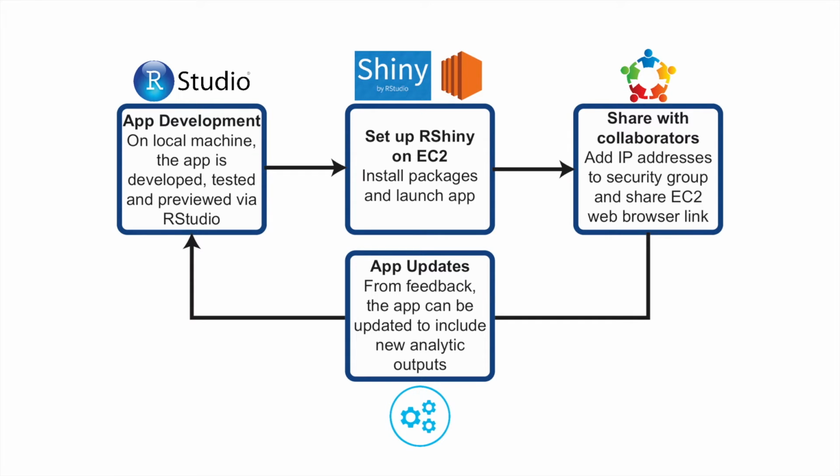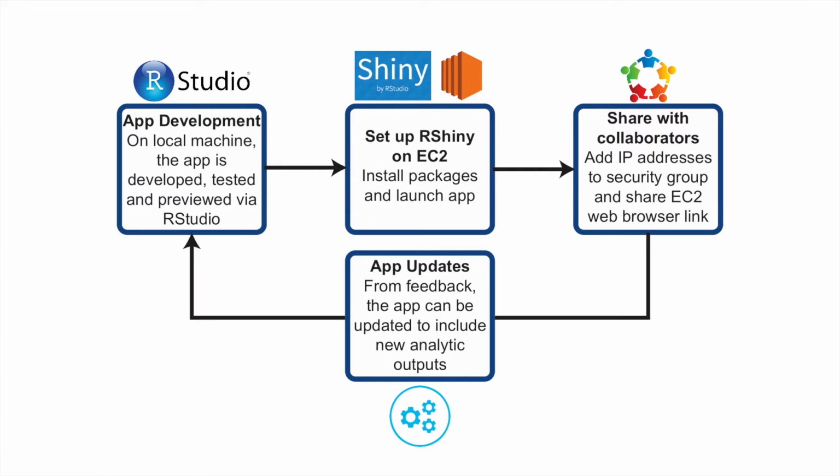The overview of this project is that the app is developed on a local machine. It is tested and previewed to make sure it looks as desired, and that is done all on RStudio on the local machine. Then that application is put on an EC2. On the EC2, I have to install certain packages, install R base and different kinds of things, set it up, put the Shiny app on there, and once it looks good to go, I am able to share that link with the collaborators and add the IP addresses to the security group, and then they're able to access it.